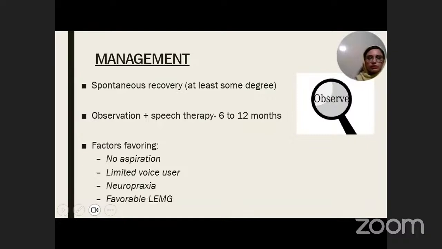Management. It depends on patient characteristics such as age, occupation, and patient preferences, which will ultimately guide the management plan. Once an underlying neoplastic process has been definitely ruled out, expectant treatment may be indicated. Most of the time, spontaneous recovery will occur. However, if there is no aspiration, limited voice use, neuropraxia, that is limited stretching of nerves, and favorable electromyography, then observation and speech therapy is recommended for 6 to 12 months.